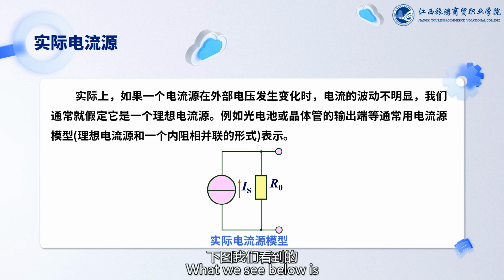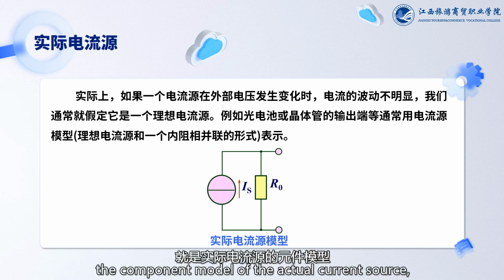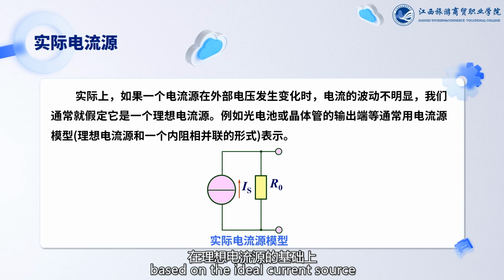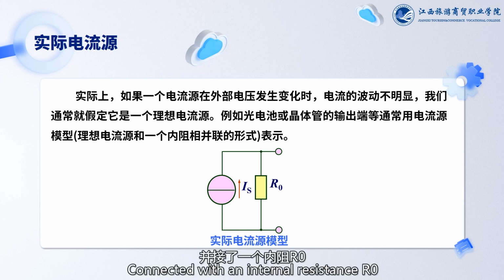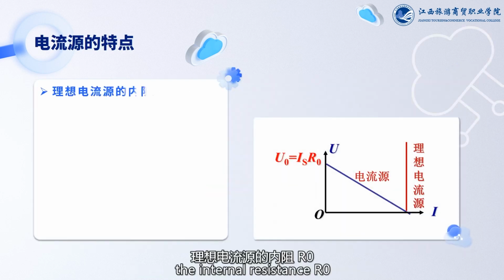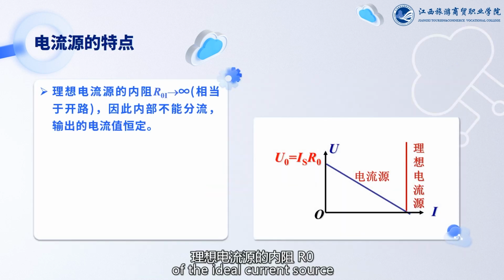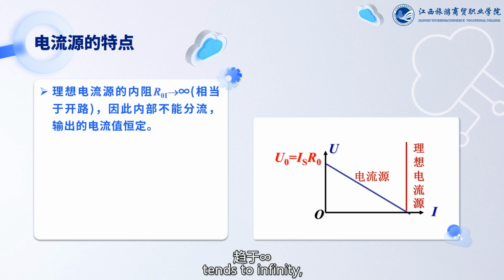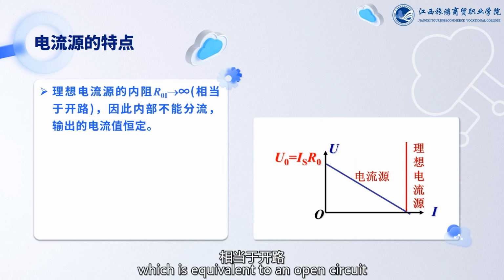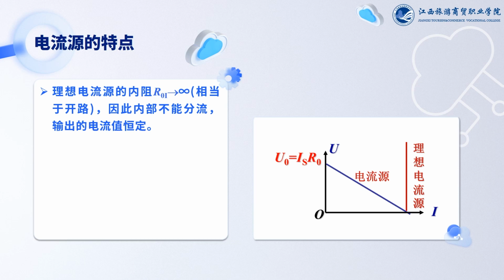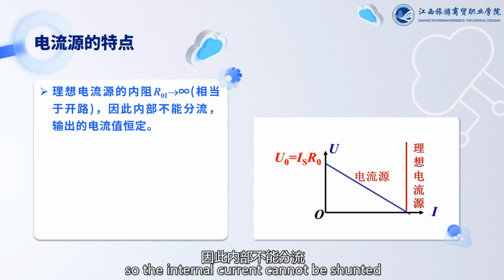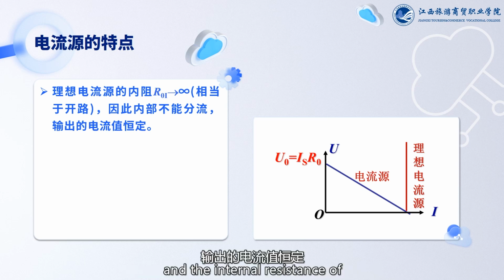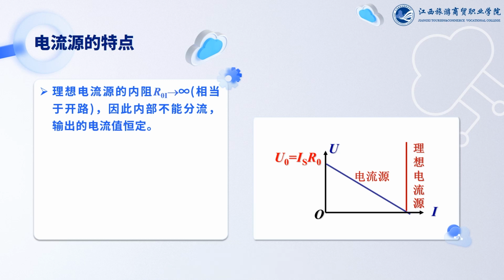What we see below is the component model of the actual current source, based on the ideal current source connected with an internal resistance R0. The internal resistance R0 of the ideal current source tends to infinity, which is equivalent to an open circuit. So the internal current cannot be shunted, while the internal resistance of the actual current source is always limited.